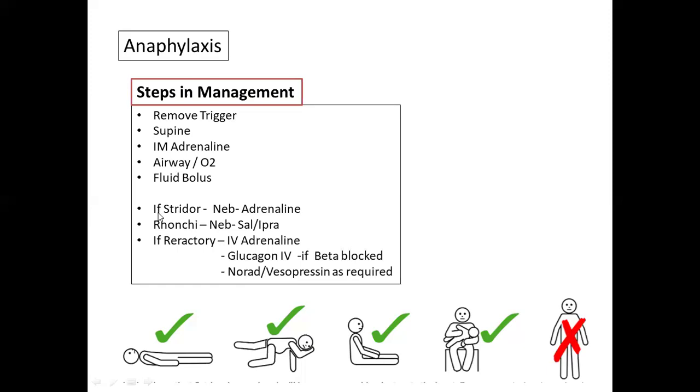If the patient is having stridor due to anaphylaxis, you should nebulize with adrenaline. Adrenaline causes mucosal vasoconstriction, leading to some relief of this stridor. And if the patient is having rhonchi in the lungs, you nebulize with salbutamol and ipratropium.